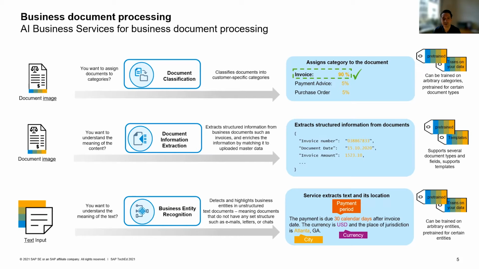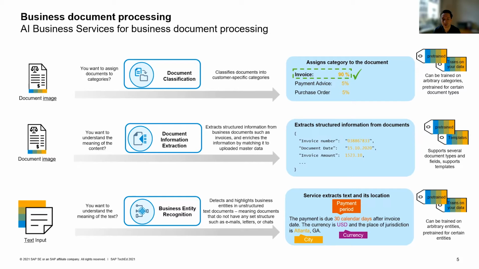The second service is document information extraction, and this is also the service that we will be focusing on today. This service extracts semantical information from business documents such as invoices and enriches the information by matching it to uploaded master data.